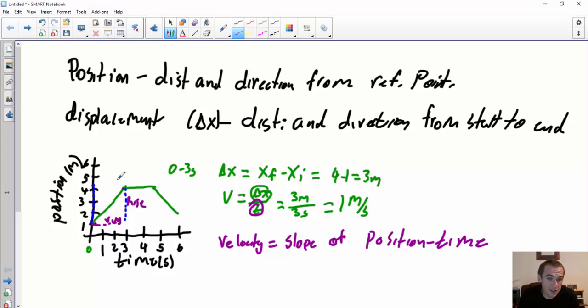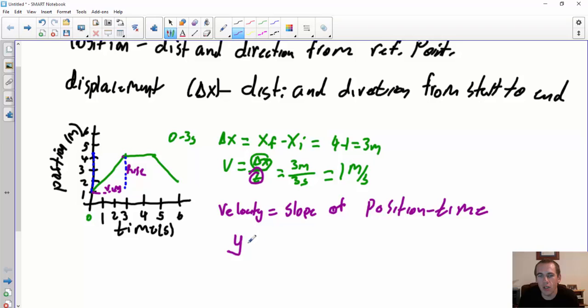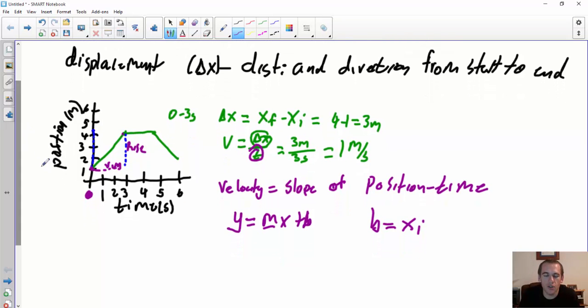Well, remember, this is a line, and if we know the slope, we almost know the whole equation of the line. Remember, a line has the equation y equals mx plus b, where y is the y variable over here, x is the x-axis variable down here, b is the y-intercept. The y-intercept is where the line crosses the y-axis. For us, the b is the initial position. That's where it started, because that's where it is at time 0. It started at 1 meter. And m is, of course, the velocity. It's how fast and what direction it's moving.